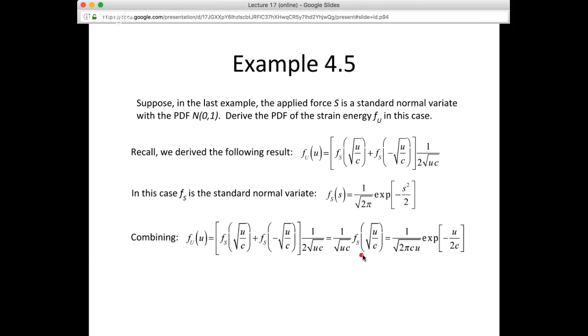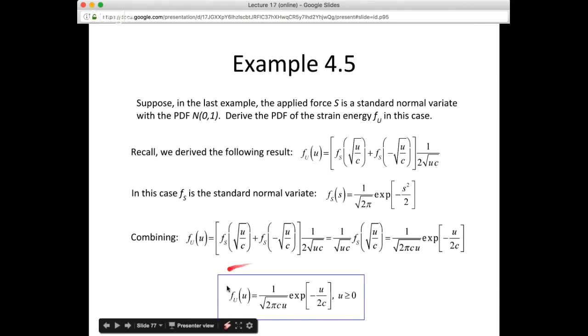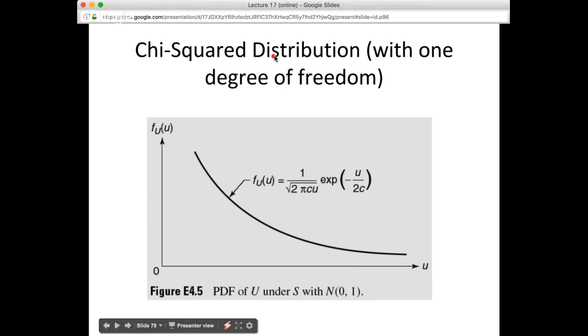And so then we finally substitute the standard normal PDF for f of s, and we end up with an extra square root 2 pi and the e to the minus u over 2c, because we're now putting square root u over c in for s squared there. Interestingly enough, this particular distribution, which is our solution in that case, and I'm showing it on the next page, is actually called the chi-squared distribution with 1 degree of freedom. And so here I'm plotting that PDF for the random variable U against u, and that's again a chi-squared distribution.